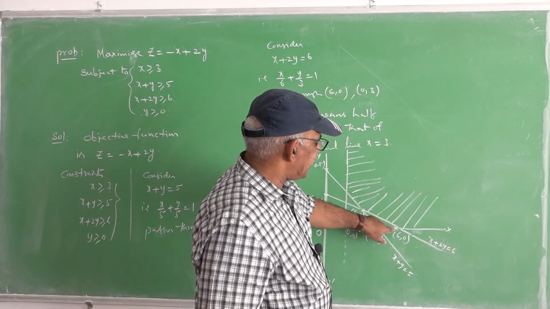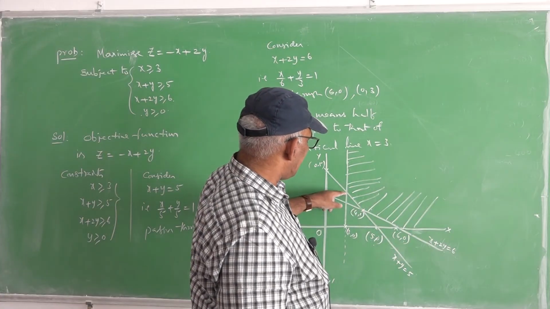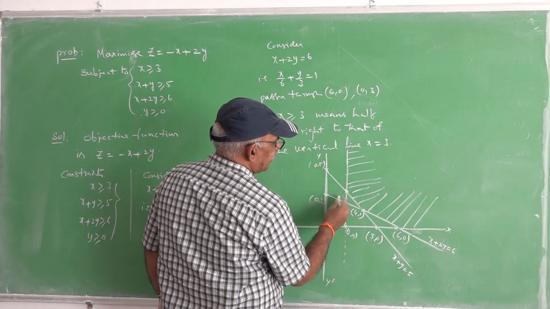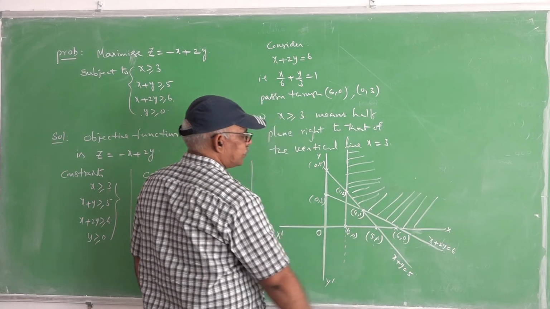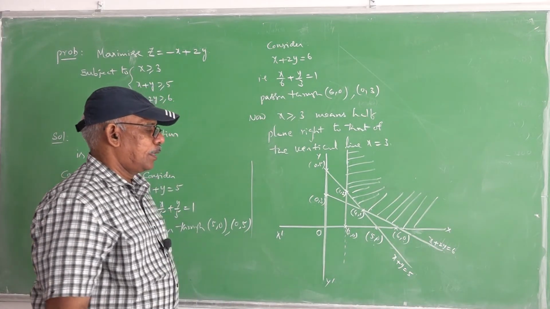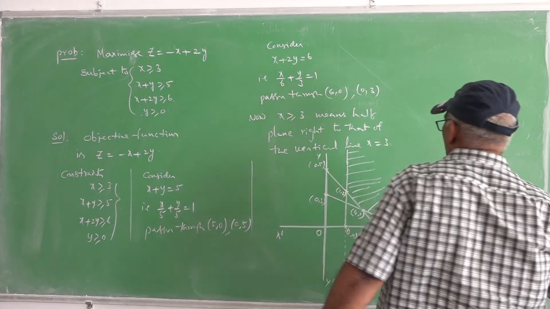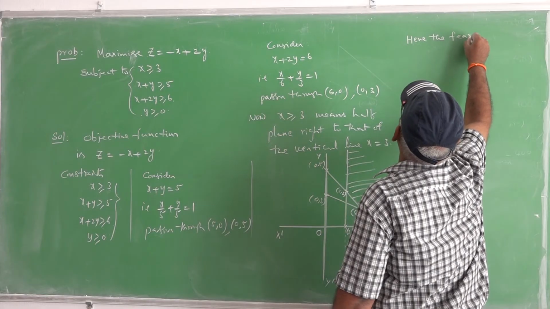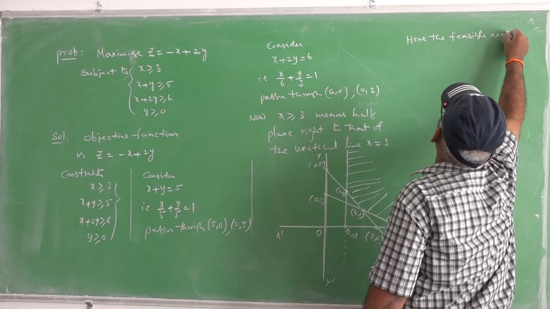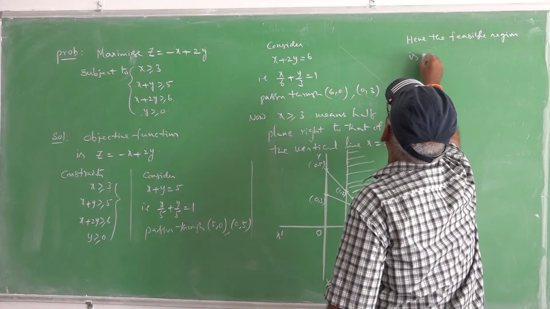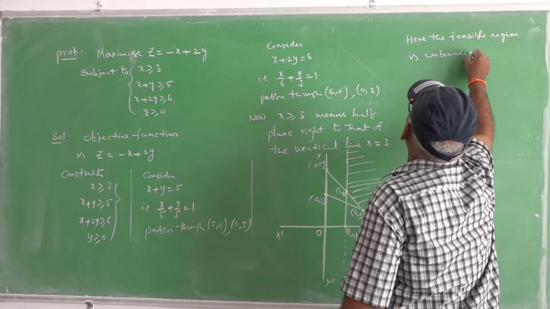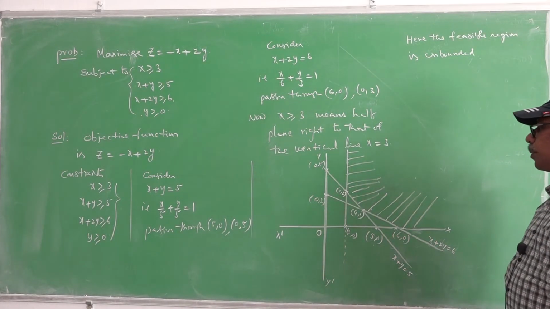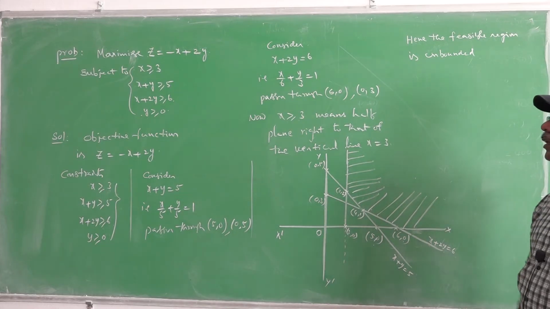Let us consider this corner, and this is already 6 comma 0 and this is 4 comma 1 and this is x equal to 3. Taking x equal to 3 in this one, y equal to 2. This is the point 3 comma 2. So here the feasible region is unbounded. So the maximum cannot be determined actually.